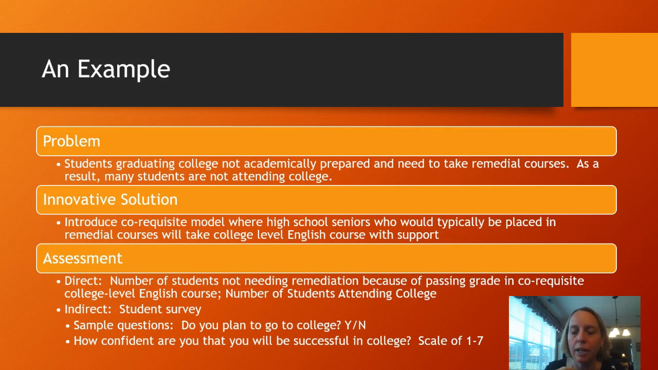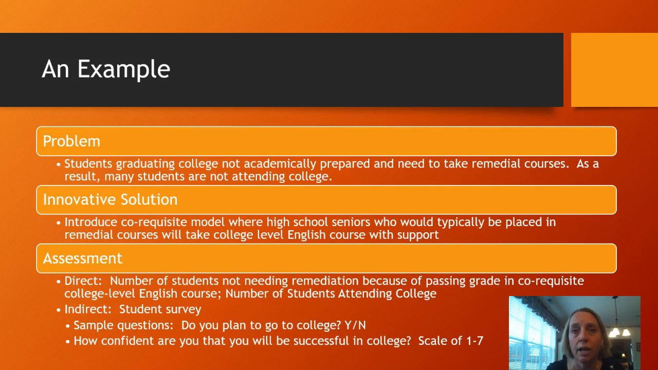So students are graduating high school not academically prepared for college, which means they need to take remedial coursework. Once they find out they need to take remedial coursework, some of them choose not to even go to college. So it's actually impacting the enrollment rates, because many students placing into remedial coursework just never land on a college campus. So the innovative solution is to introduce the co-requisite model, which colleges have been using at the college level, but has, to our knowledge, never really been used at the high school level.